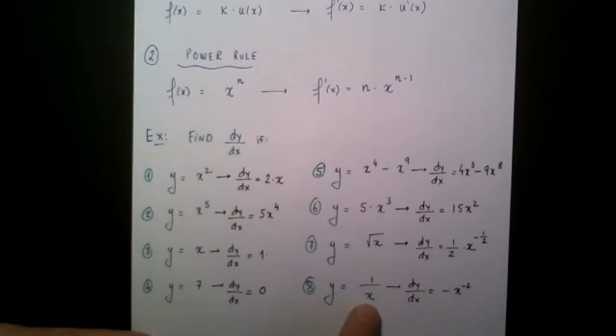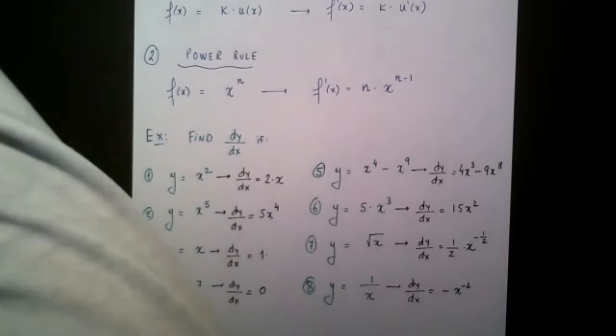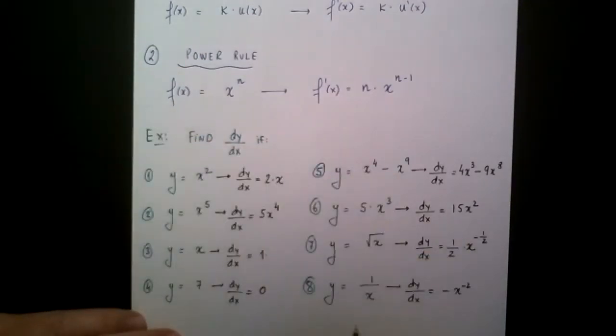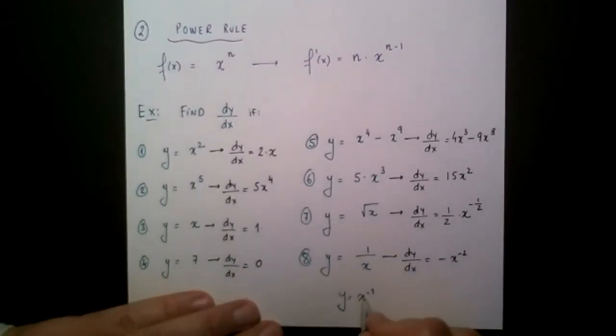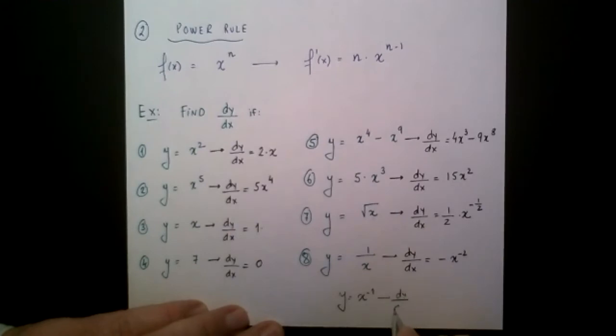Okay, so this is like x to the minus 1. This is just like y equals x to the power of minus 1. Move up a bit. Okay, and so dy/dx, you put the minus 1 in front, times x to the minus 1 minus 1, that's minus 2. Is that okay? Thank you.